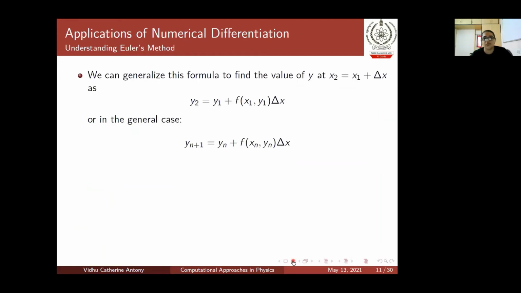Now, like I said, we generalize this whole thing. So if you want to find out y2, you use the y1 and x1 points. So y2 is equal to y1 plus f of x1 comma y1, which is the slope at x1 comma y1, into the increment delta x. Now, generally, what can you write? You can write yn plus 1 is equal to yn plus f of xn comma yn, and then you have delta x. So this is pretty simple.